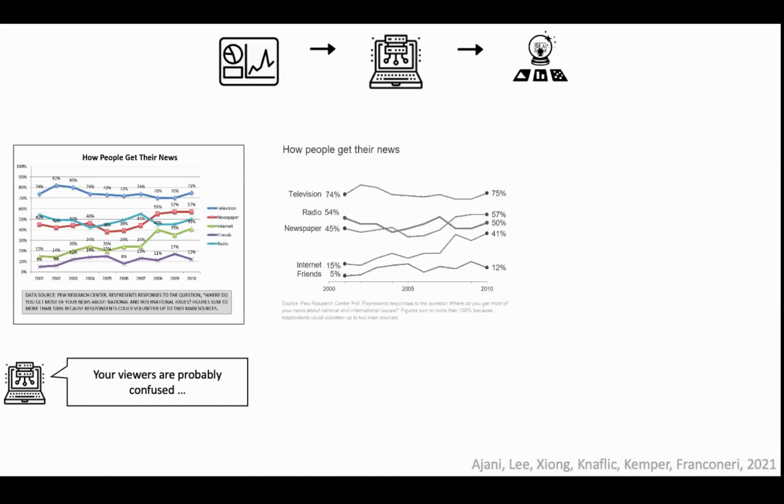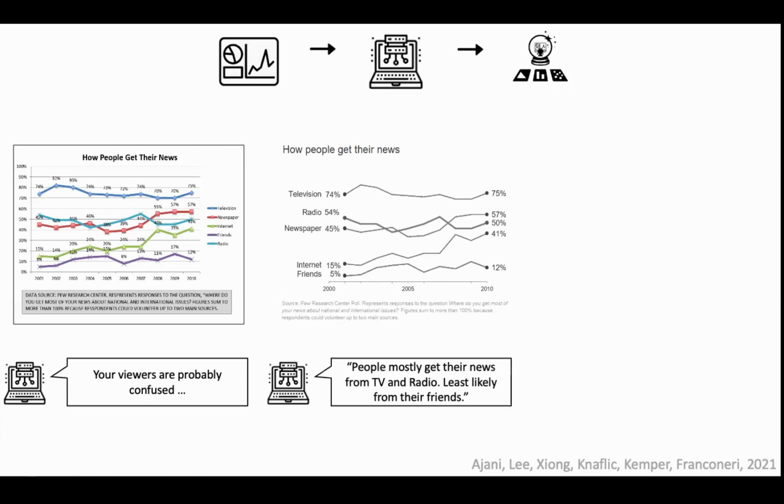On the top there is how people get their news, and there's a bunch of sources like television, radio, and newspaper. You feed this visualization into your model to ask it, how will people interpret this visualization that I revised? And your model will hopefully say, upon looking at this visualization, your audience will most likely conclude this: people mostly get their news from TV and radio, least likely from their friends. This is based on research from visual saliency. We know that people like to look at the title and the top row of your visualization. They kind of ignore the rest, right? So that is a correct interpretation of your visualization, and it is what people will say upon looking at this, but it's not quite what you want to communicate just yet.